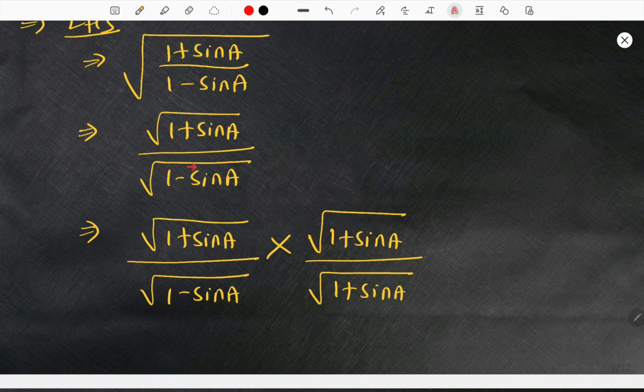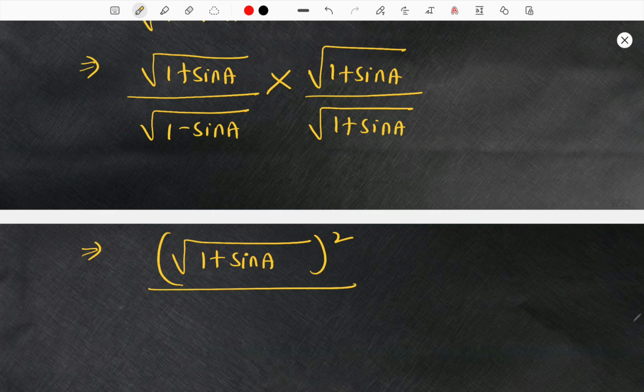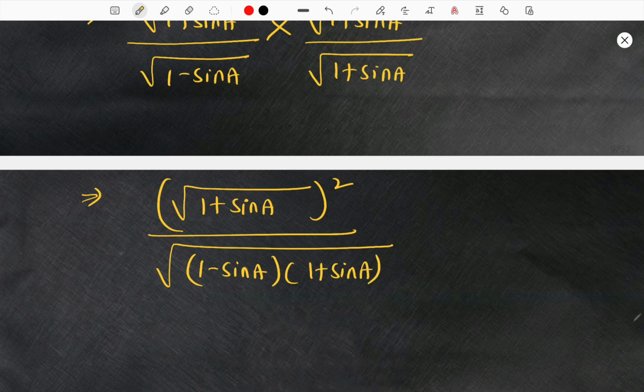Rationalizing the denominator. Look at this. So divided by under root (1 minus sine A) is there. Now you multiply with under root (1 plus sine A) and divide with under root (1 plus sine A). Alright, so now in the numerator, what is there? Under root (1 plus sine A) times under root (1 plus sine A) means this can be written as under root (1 plus sine A) whole square. Then divided by, these things can be brought together. Look at this, under root A under root B. So that becomes under root (1 minus sine A) into (1 plus sine A). Definitely we can write like this.